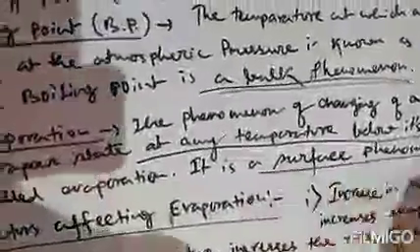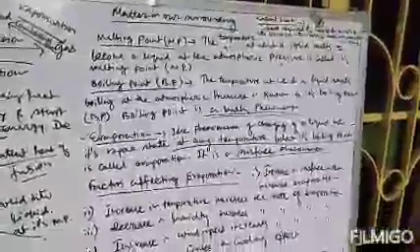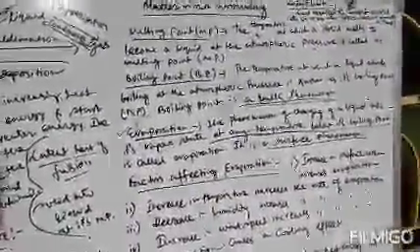So evaporation is a phenomenon of changing a liquid into vapor, but the temperature should be below its boiling point. It is called a surface phenomenon. Boiling is a bulk phenomenon, and evaporation is a surface phenomenon. Why? Because evaporation takes place from the surface of the liquid, whereas boiling takes place throughout the entire liquid.